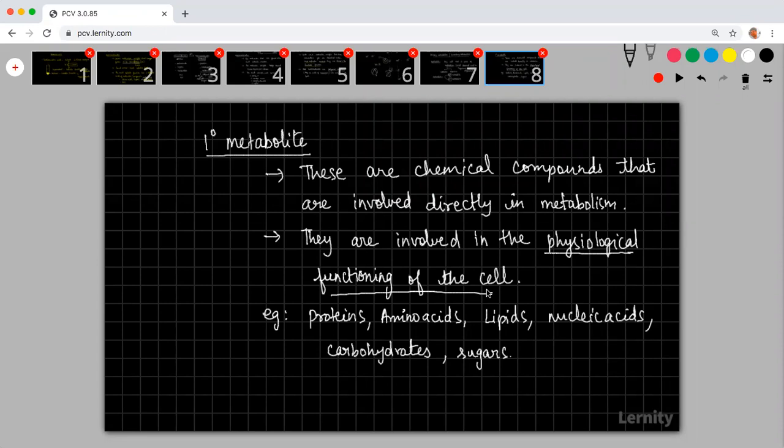So all these things which are directly involved in the metabolic process, we call them primary metabolites. Your proteins, amino acids, lipids, nucleic acids, carbohydrates, sugars, fatty acids, glycerol, and nucleotides are all examples of primary metabolites.